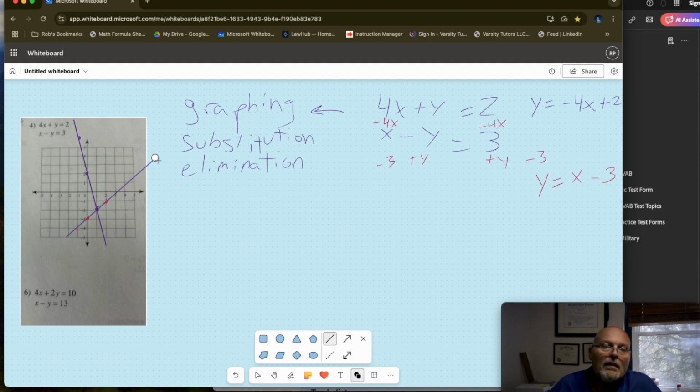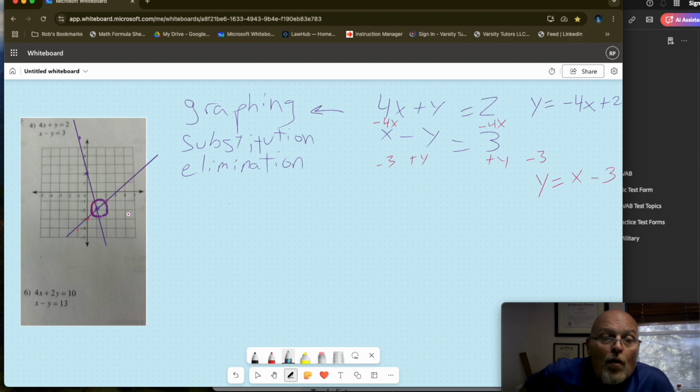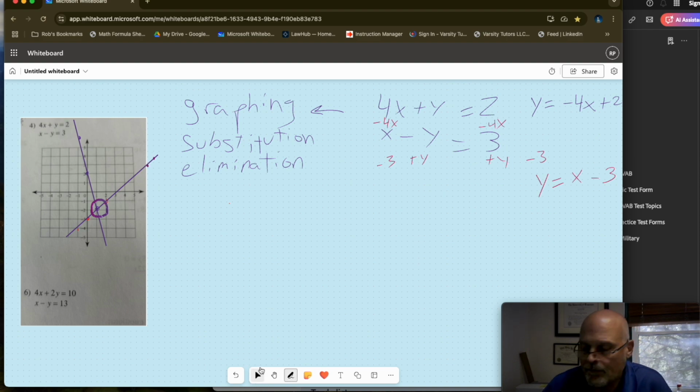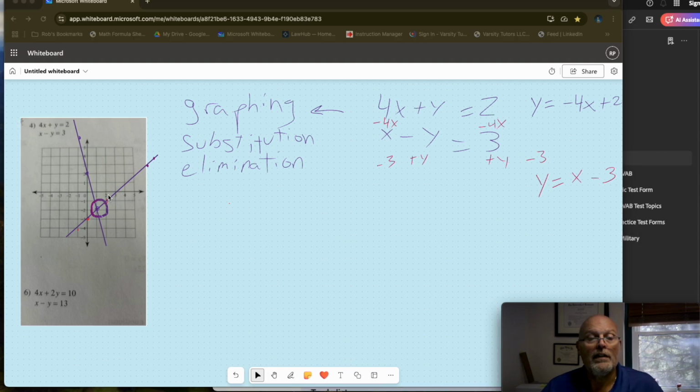And now we can see the magic here. Because the point where they cross is the only point that solves both equations. Because every point, oops, that's a problem. Let's make that red to make it clearer. What am I doing here? Oh. Point is the only point that is on both lines.